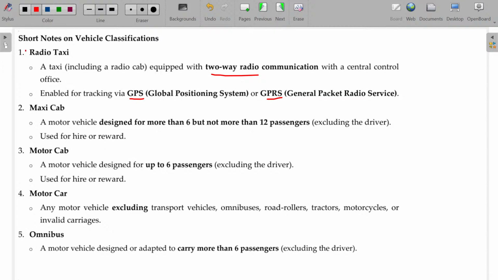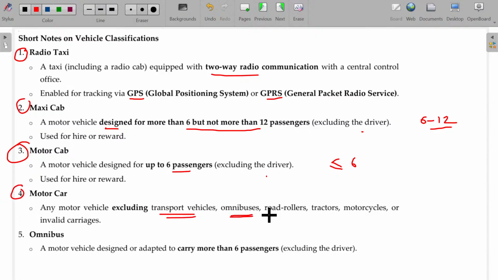Right. Maxi cab is a motor vehicle designed for more than 6 but not more than 12 passengers excluding driver. So 6 to 12 capacity is called maxi cab, and motor cab will be less than or equal to 6 excluding driver. Motor car excludes transport vehicles, omnibuses, road rollers, tractors, motorcycles and invalid carriages. So these things are called motor car: any motor vehicle excluding those listed above. And omnibus is a motor vehicle designed or adapted to carry more than 6 passengers excluding driver. This is called omnibus. Okay.